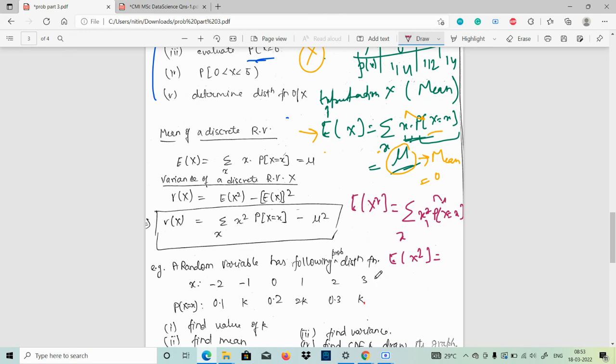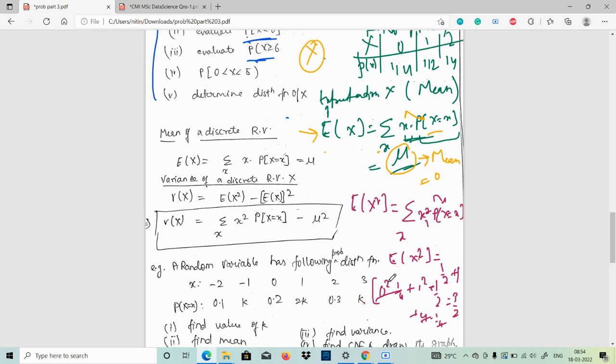So for x equal to 0, this is 0 square into 1 by 4. For 1, it is 1 square, which is 1 also, into 1 by 2. And for 2, it is 2 square, which is 4, into 1 by 4. So this cancels to 1, and the first term is 0. So you have 1 by 2 plus 1, which is equal to 3 by 2. This is how we calculate. If you want to calculate the expected value of x cube, you can do that too. Just put power 3 on every value and multiply by the probabilities.